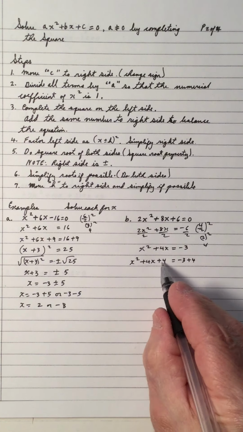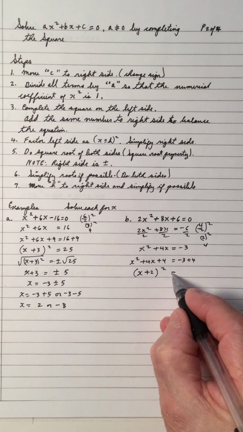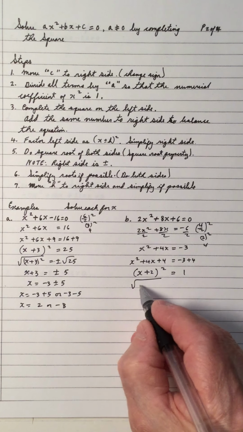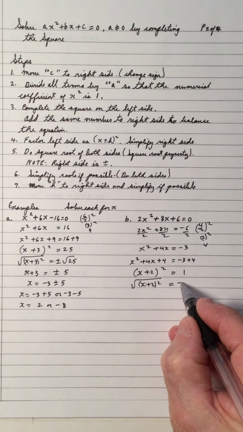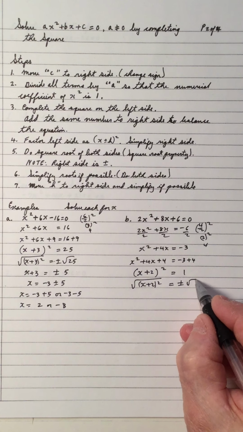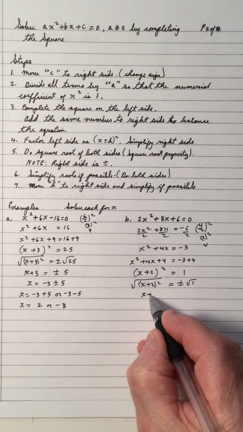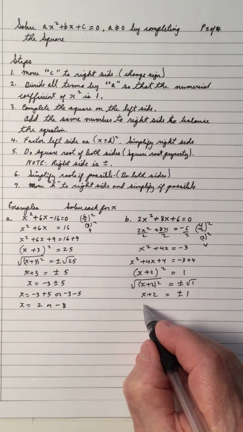So x squared becomes x, and a half of plus 4 is a plus 2. And that gives me a 1 on the right side. Now I do the square root of both sides, and the plus minus goes on the right side. And the square root of x plus 2 all squared is x plus 2. Plus minus the square root of 1 is 1.